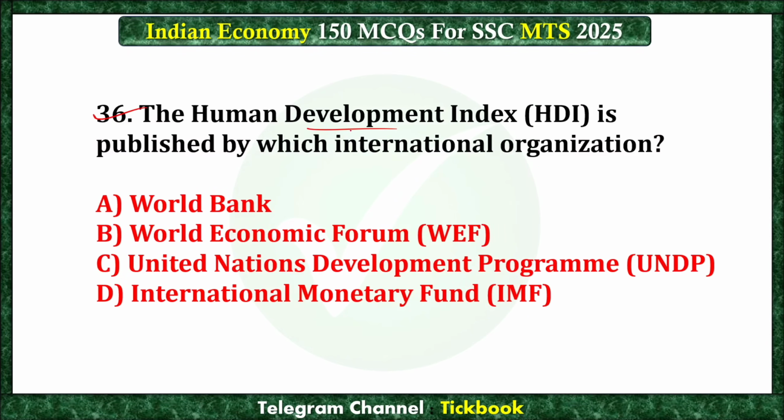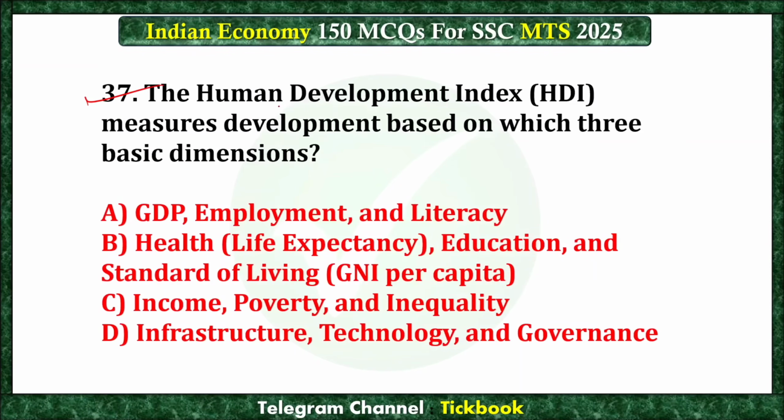36. The Human Development Index is published by which international organization? Number C. United Nations Development Program. 37. The Human Development Index measures development based on which 3 basic dimensions? Number B, health, life expectancy, education, and standard of living, GNI per capita.